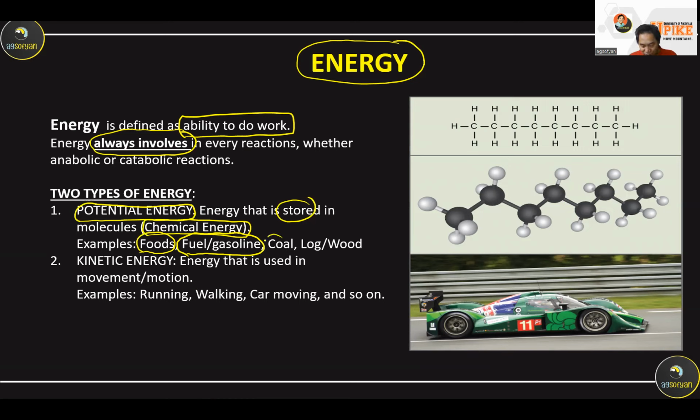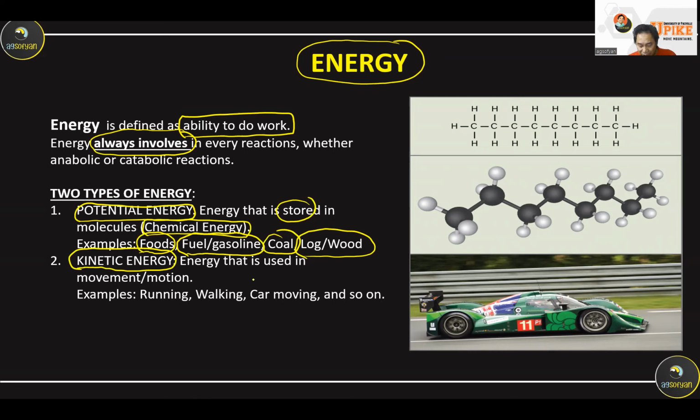Coal, for example. We are in coal country, Eastern Kentucky. Coal is actually a type of chemical energy, a type of stored energy. Other things like wood or logs also have energy in the form of their chemical bonds. So this is the first type of energy. The second type of energy is called kinetic energy. Kinetic means motion or movement.